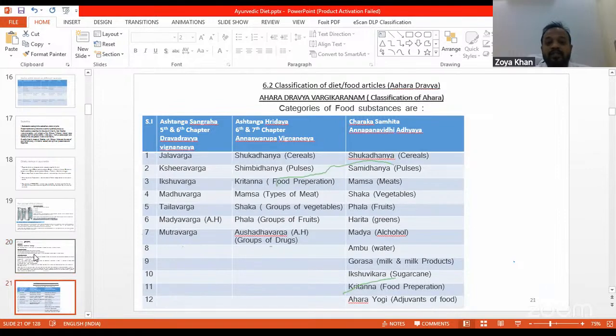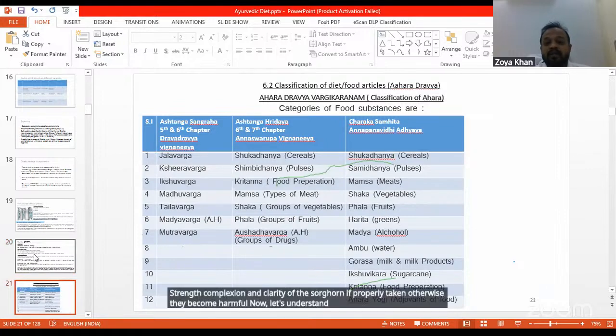Now, let's understand about the Ahara Dravya Vargikarana, which is classification of Ahara. So I will just take any one classification for you to understand from the Charaka Samhita.